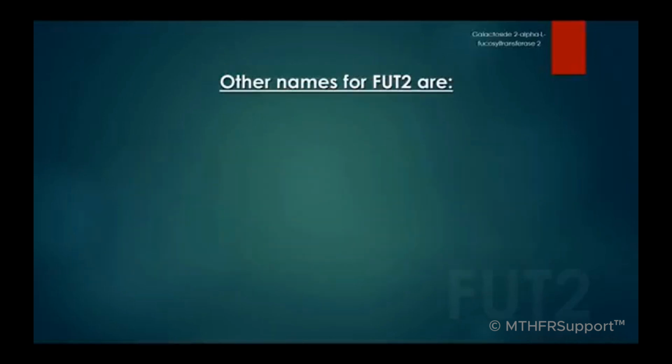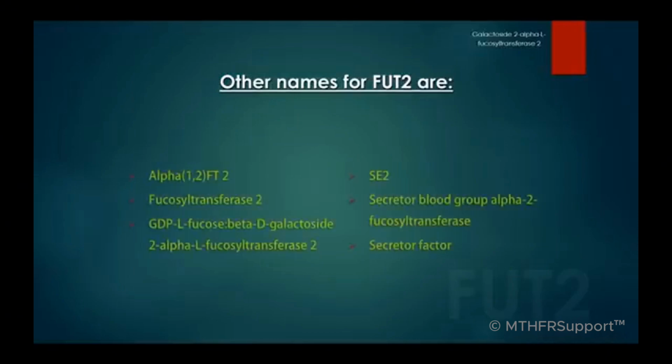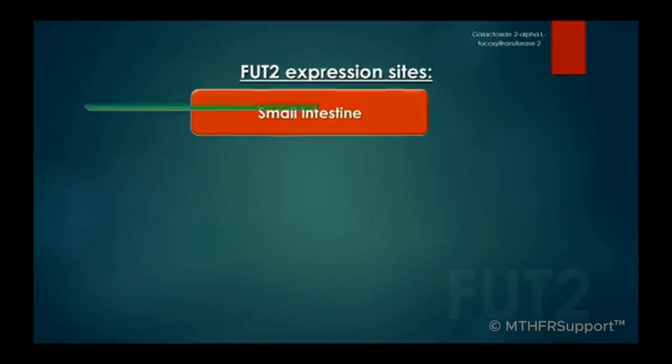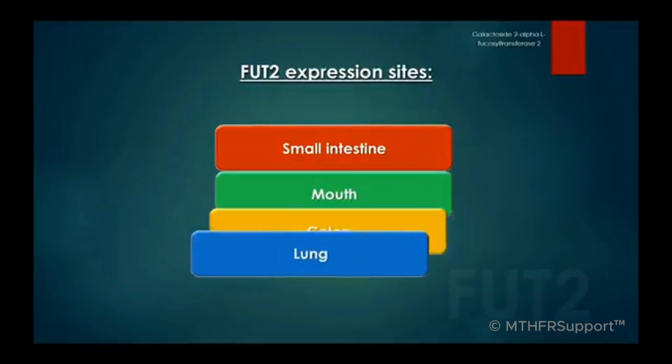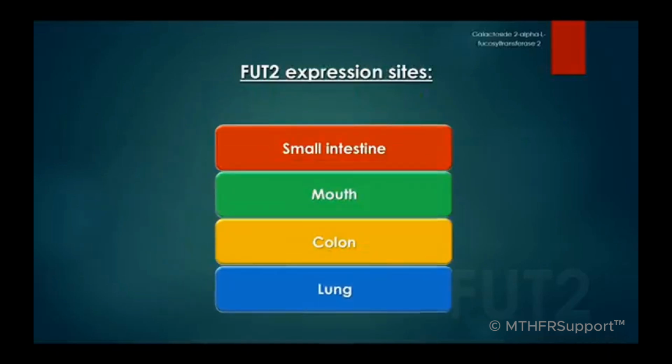Other names for FUT2 are alpha-1,2-FT2 fucosyltransferase 2, GDP-L-fucose beta-D-galactoside 2-alpha-L-fucosyltransferase 2, SE2 secretor blood group alpha-2 fucosyltransferase, secretor factor. FUT2 expresses in the small intestine, mouth, colon, and lung.